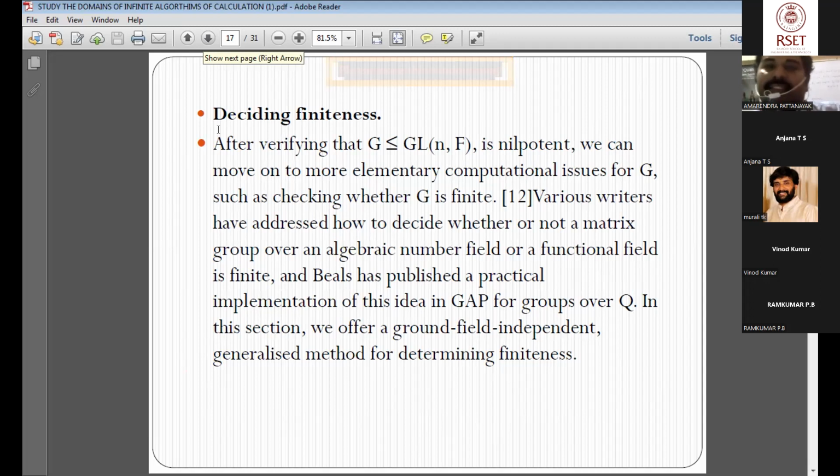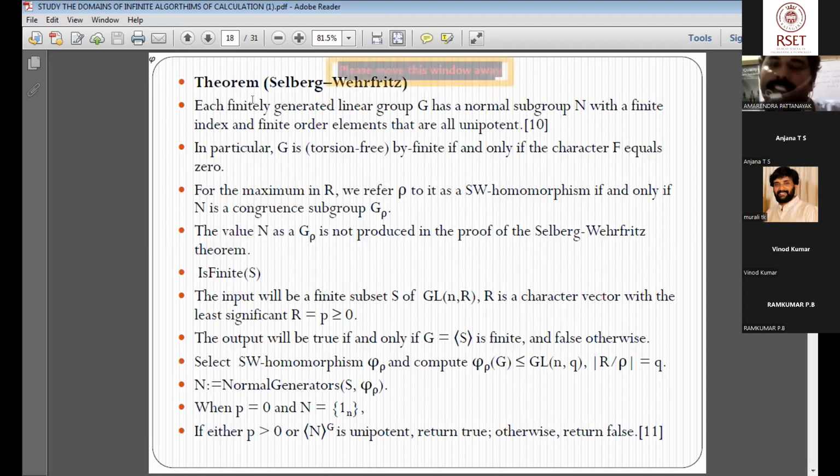Here is the Selberg theorem, where it fits. Each finitely generated linear group G has a normal subgroup N of finite index, and all finite order elements of N are unipotent. In particular, G is torsion free if and only if the characteristic is equal to 0. For maximal ideal M of R, we refer to rho as a congruence homomorphism. If and only if N is a congruence subgroup of rho, the value n as a 0 is not produced in the proof of the Selberg-Weber theorem.